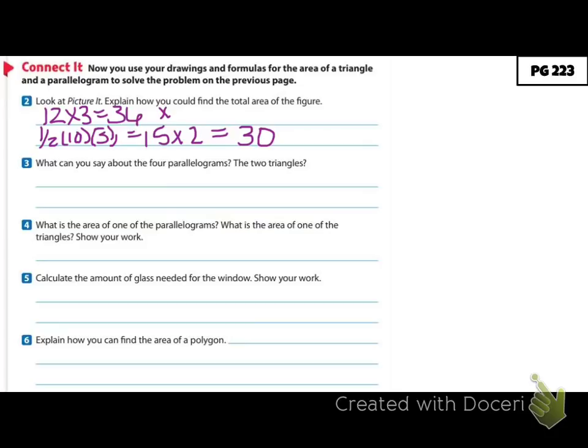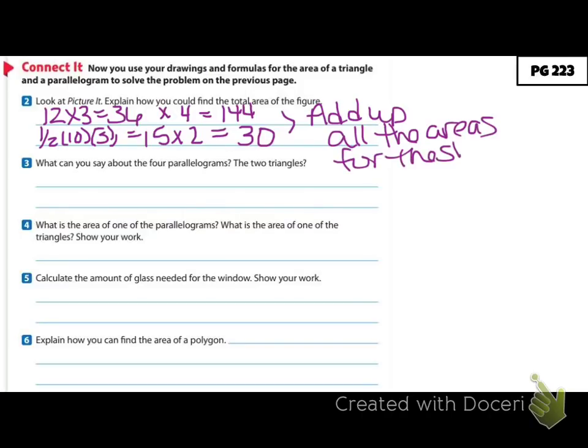And then we have 4 parallelograms. If one is 36, I would multiply that by 4 to find out how much it is altogether. And 36 times 4 is 144. Then, what would we do with these? We would add up all the areas for the shape. So we would add those together.